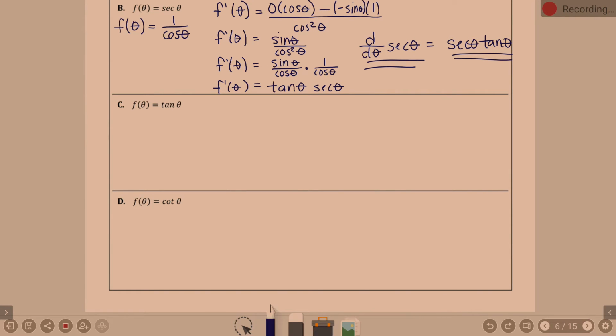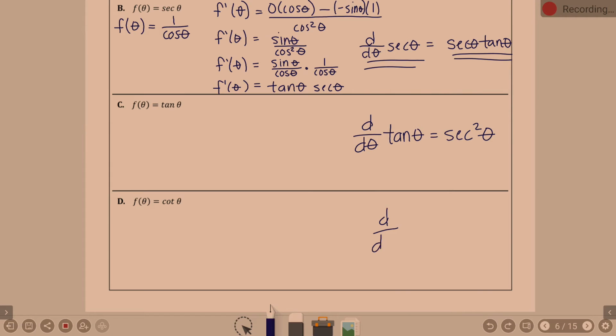Let's do the next one, because that's just secant squared theta. We can skip it. What if I want to know how we get there? We'll use the derivative of secant, secant tangent, to figure that out. We learned the other day that the derivative of tangent theta is secant squared theta.